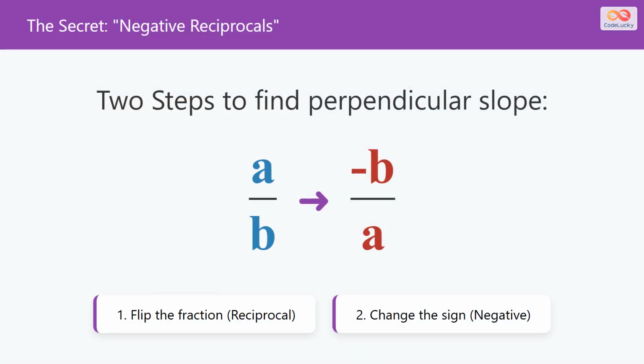So, how do the slopes of perpendicular lines relate? They are negative reciprocals of each other. This means you perform two steps to go from one slope to the other. First, you flip the fraction upside down to get the reciprocal. Second, you change the sign from positive to negative, or vice versa.